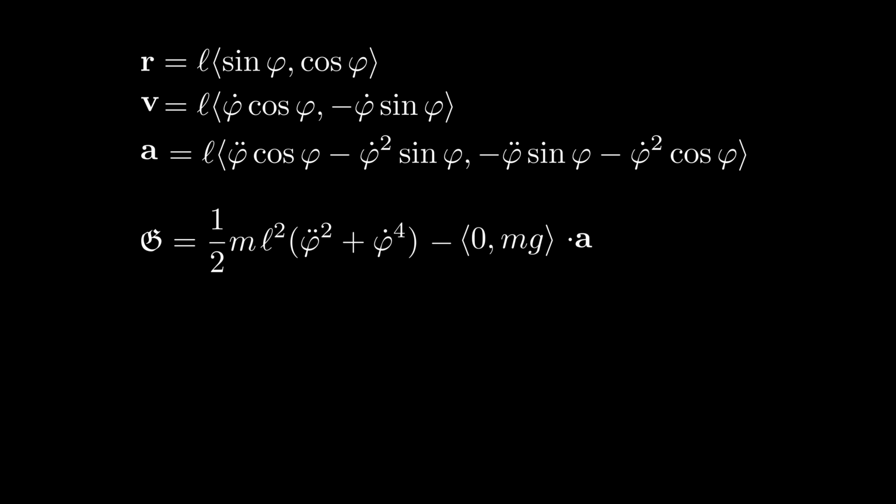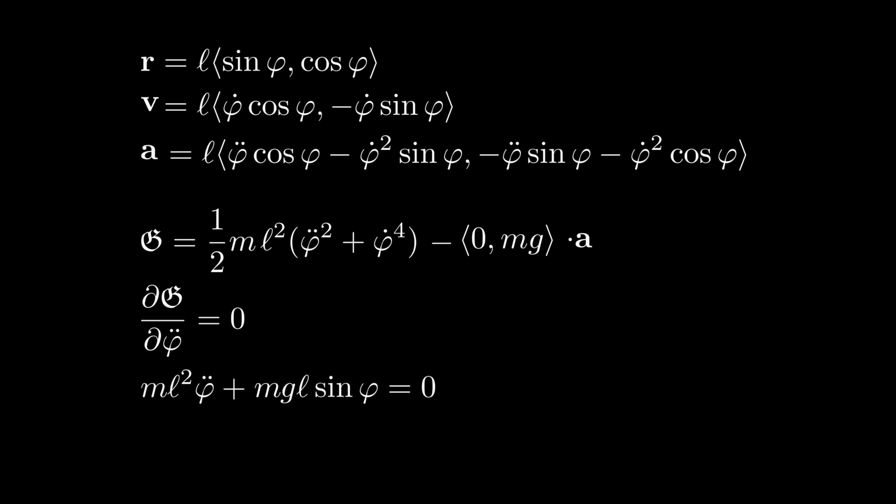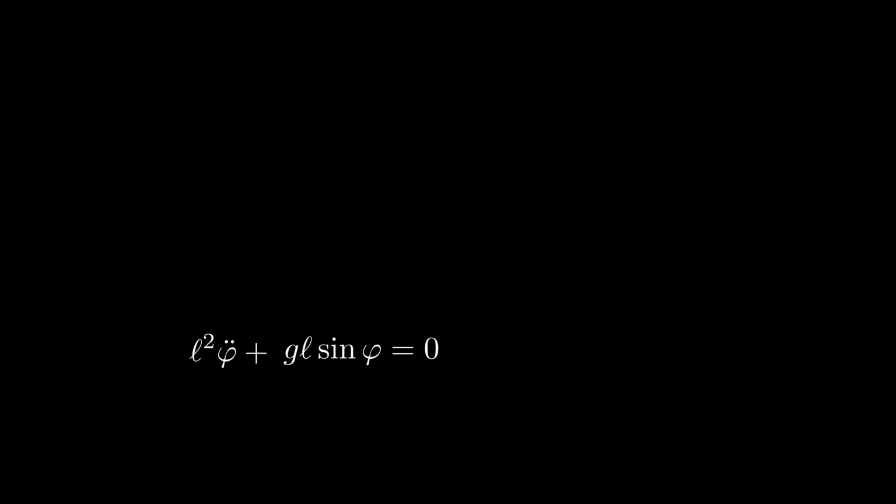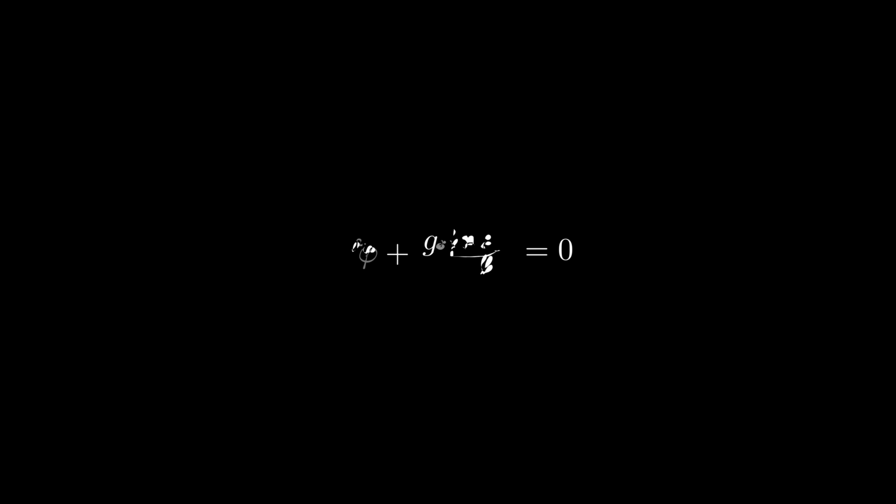Notice I chose our pseudo-coordinate to be phi, so the derivative of the Gibbs function with respect to the second time derivative of phi is 0. So let's differentiate both sides of our expression for the Gibbs function with respect to pseudo-acceleration. When you simplify that, it's just the same equations that you would get from the Lagrangian formulation, or any other for that matter.